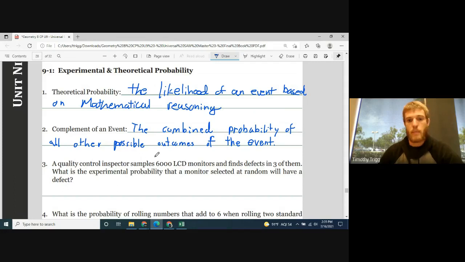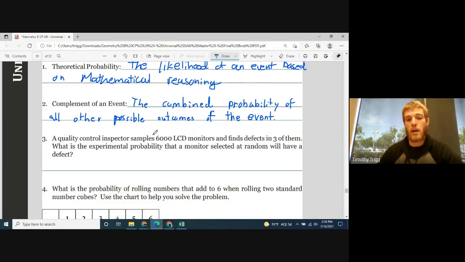The complement of an event is the combined probability of all other possible outcomes of the event. For example, we've done ones like this before, but let's say you roll a die. What's the probability of rolling a 3? Well, the probability of rolling a 3 is 1 out of 6. So the probability of not rolling a 3 is 5 out of 6, because there are 5 values that are not a 3 out of 6 total values. There's only one value that is a 3 out of 6. So it's the combined probability of all other possible outcomes.